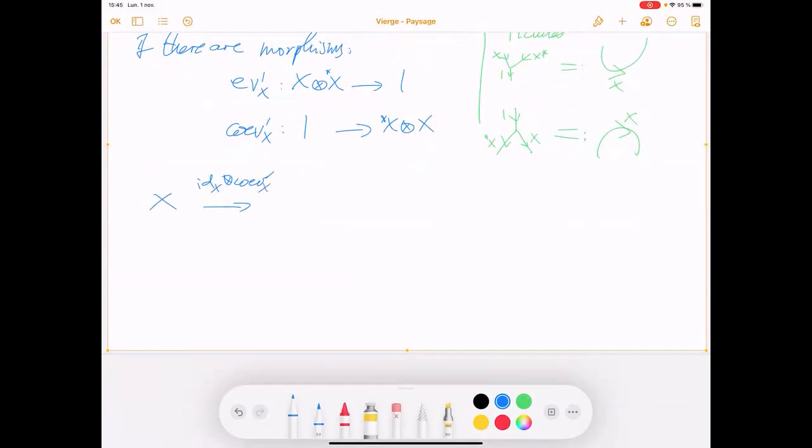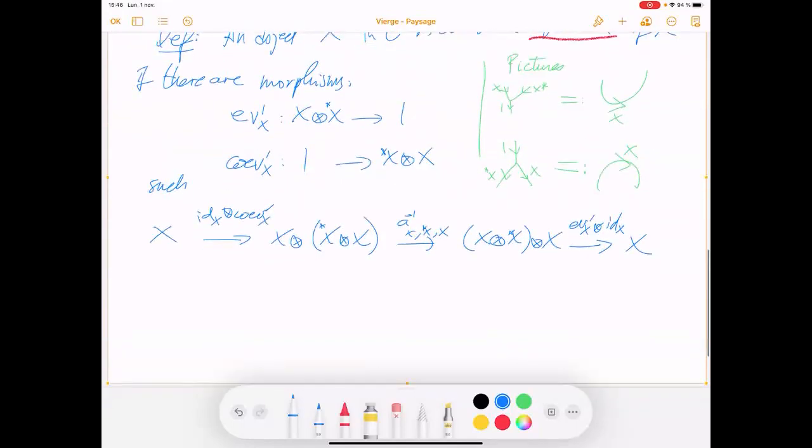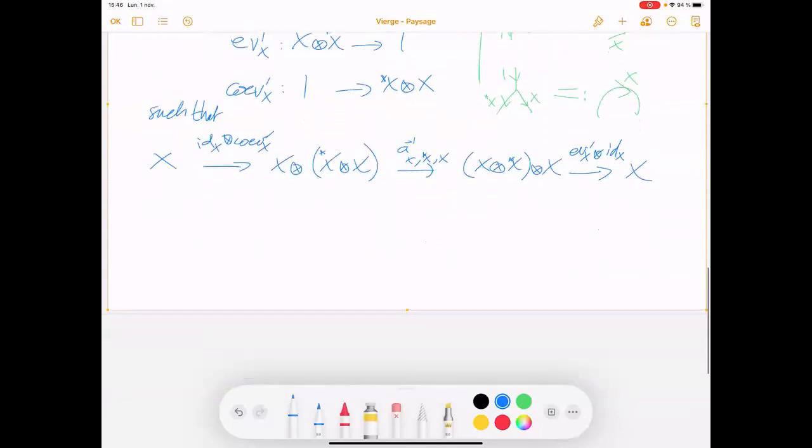So co-f prime x tensor x star x, associativity, x star x, star x, and f prime x tensor identity of x, such that these two compositions are identity.